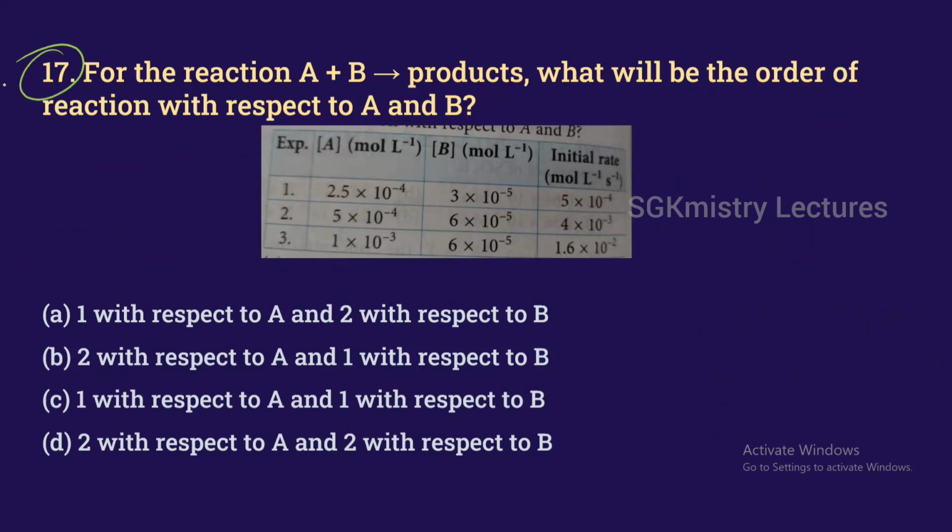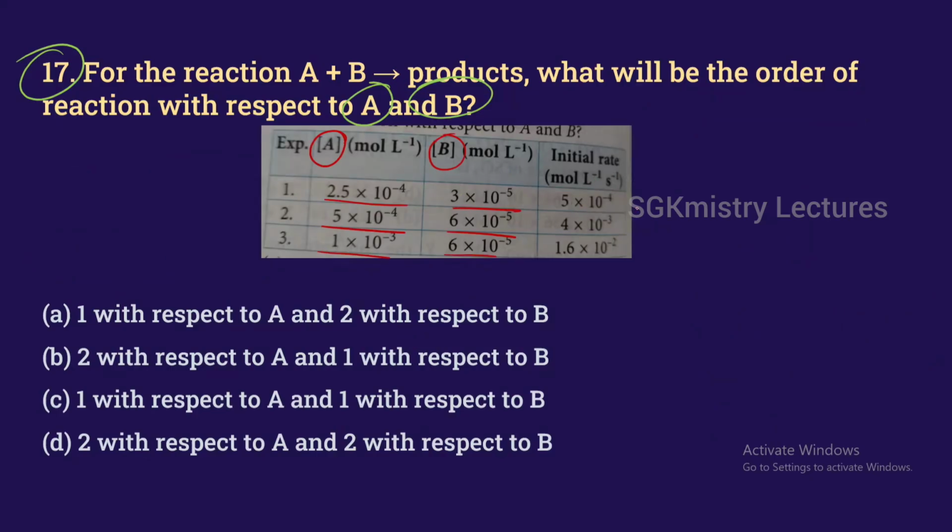Next, question number 17. For the reaction A plus B gives products, what will be the order of the reaction with respect to A and B? So you need to look into the values now. So look at A and B values. Let me just mark it in the table itself. So A and B values, we are looking carefully at these values and how the rate changes.